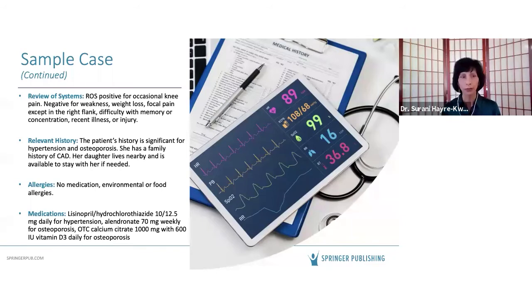The review of systems for this particular patient are positive for occasional knee pain. She has no weakness, weight loss, or any other focal pain besides that right flank. No problems with her memory, concentration, and also no recent illness or injury. Her relevant history really is only significant for hypertension and osteoporosis, and fortunately, her daughter lives nearby, so can help out as needed. There's no allergies to medications, the environment, or food. And her medications are primarily meds that she takes just for hypertension and for osteoporosis.